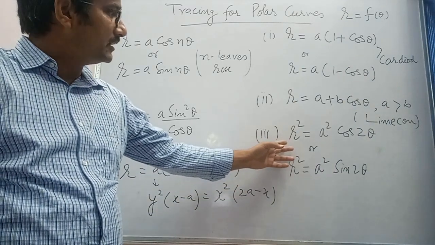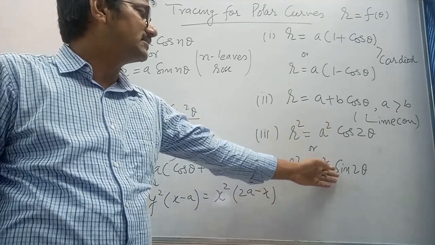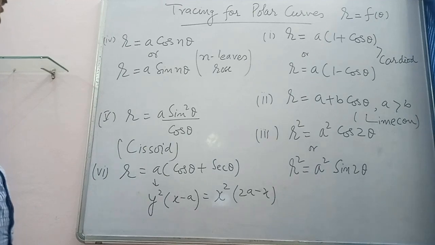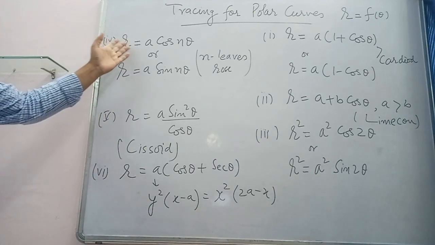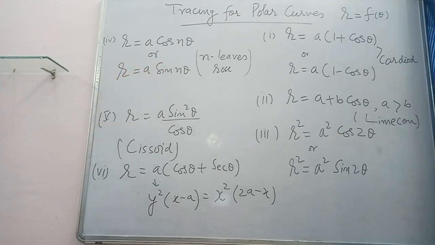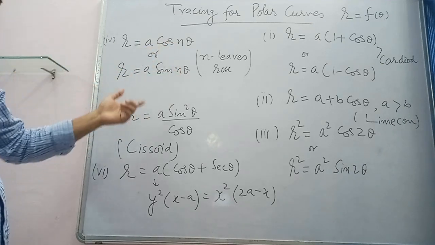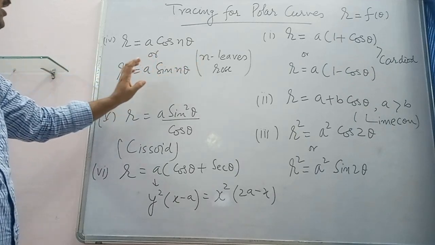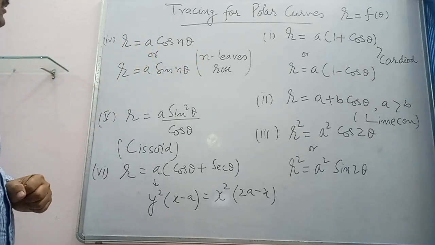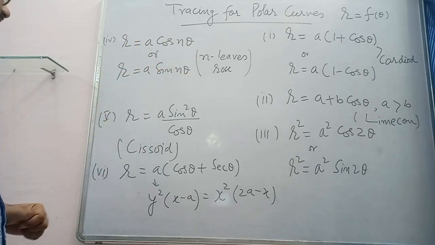The third example is r square is equal to a square cosine 2 theta, or r square is equal to a square sine 2 theta. The fourth example is r is equal to a cosine n theta, or r is equal to a sine n theta. If n is odd in both cases, then it has n leaves, and if n is even, the number of leaves becomes double, and then it is said to be a 2n leaved rose. Otherwise it is said to be an n leaved rose for odd value of n.